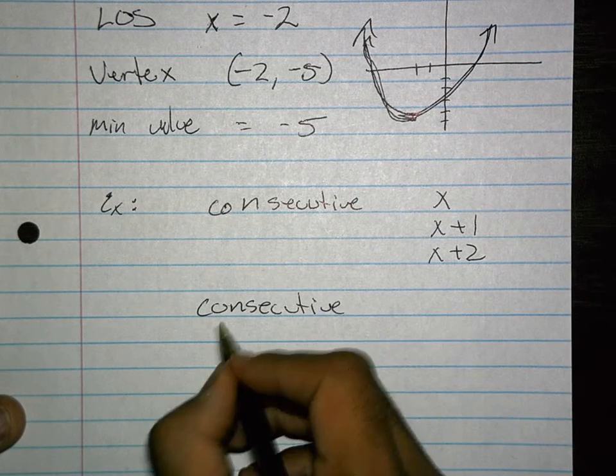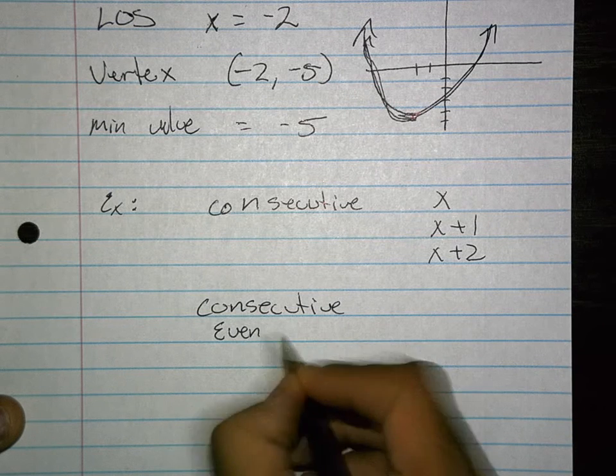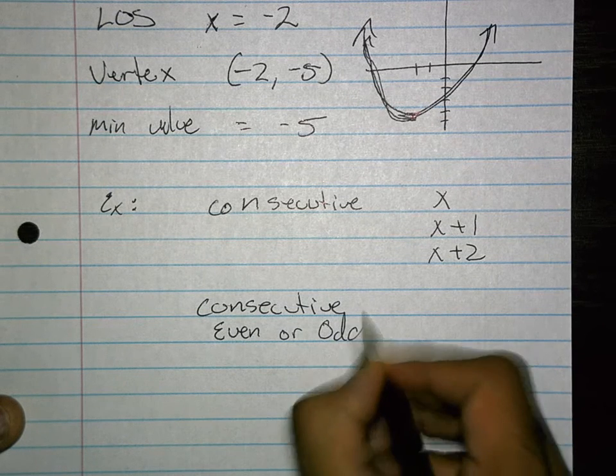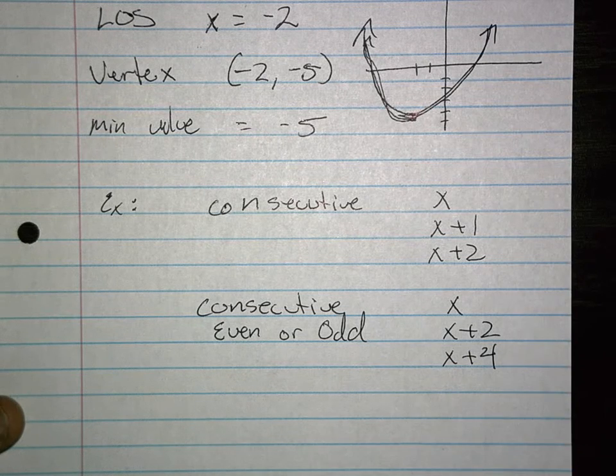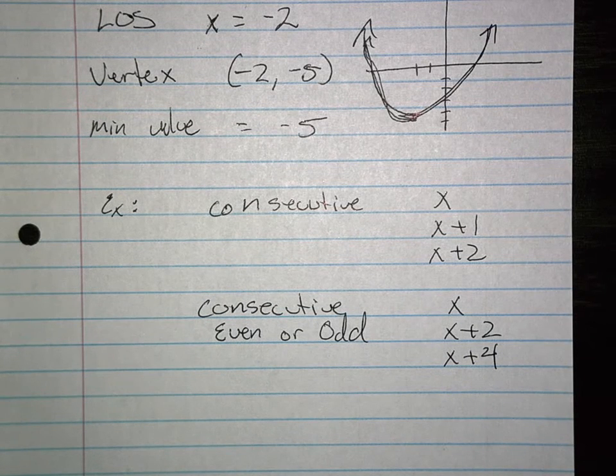Consecutive even or odd, remember it's the same thing, it's always x, x plus 2, and x plus 4. There were a couple of word problems in here involving parabolas. Remember, all of that relates to the vertex. No matter what happens, always relate to the vertex.